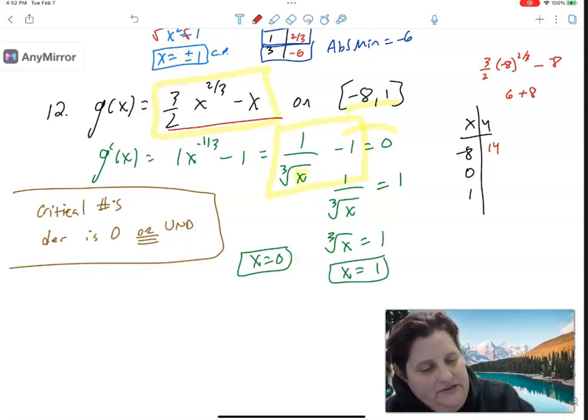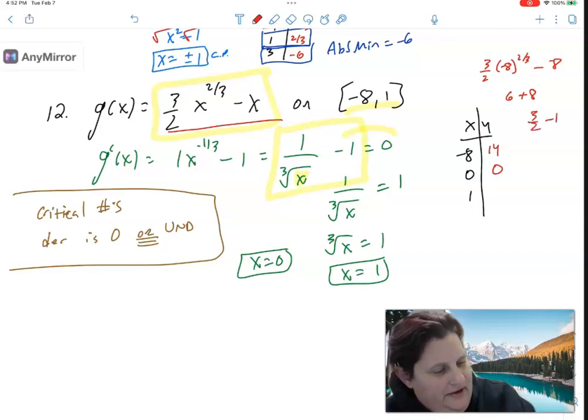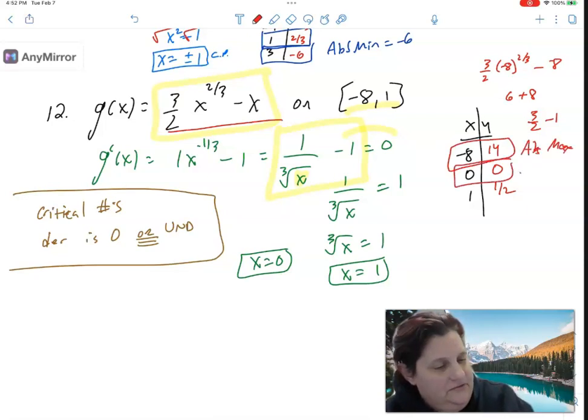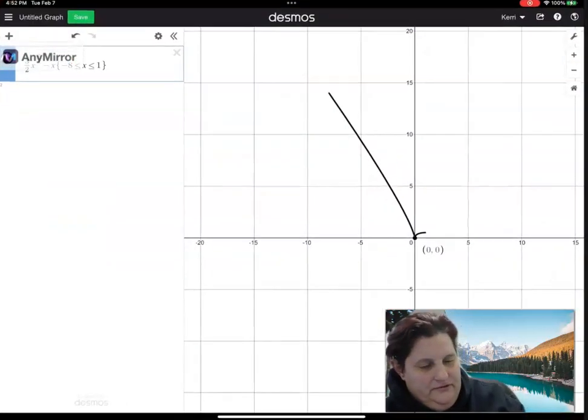If I plug in 0, 0 minus 0 gives me 0. If I plug in 1, 3 over 2 minus 1 gives me 1/2. So here is my absolute max, and here is my absolute min, which we can kind of see on here. That was my max, that was my min. Okay?